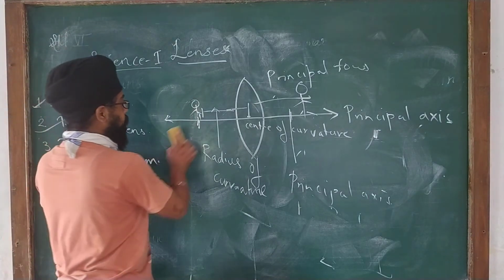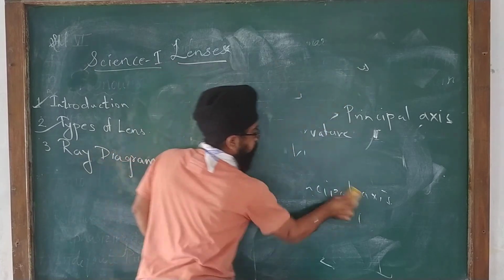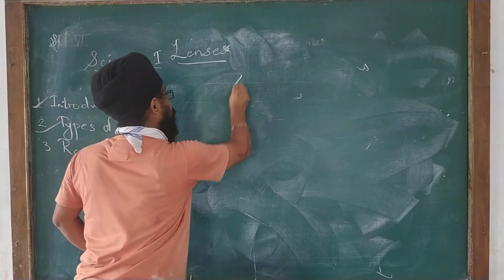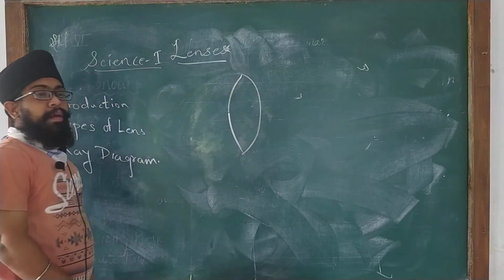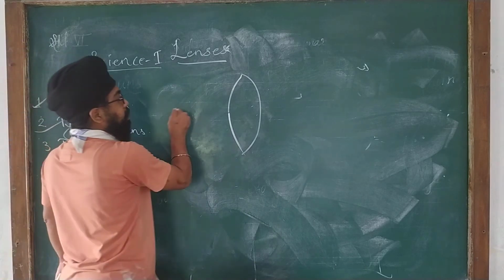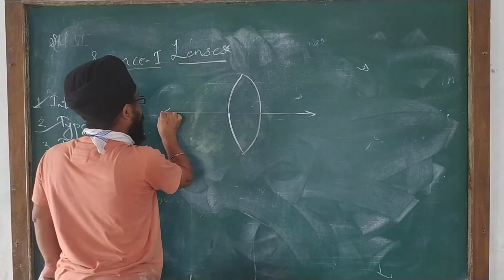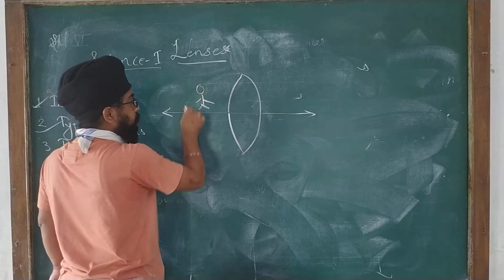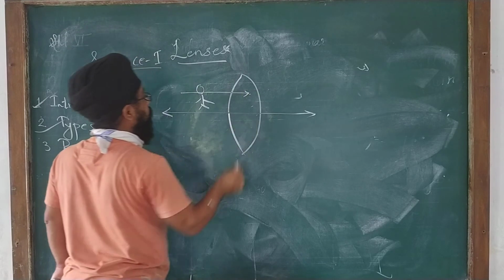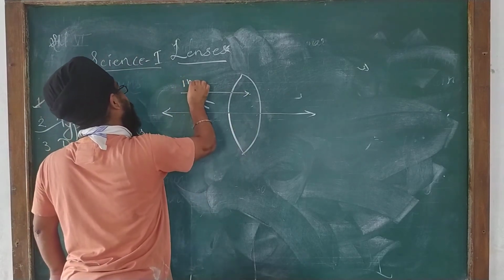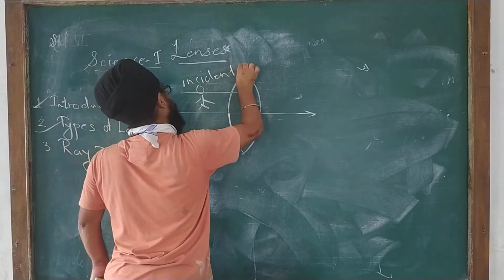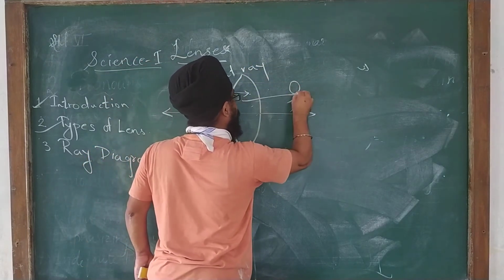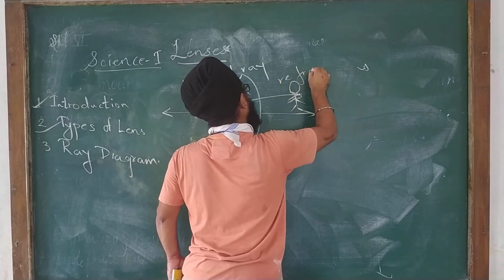Now let us see one real diagram of it. Suppose this is a lens, correct? It has a center, that is your principal axis. If this is an object over here, it passes through, and this is said to be your incident ray. The object is seen over here, and this is said to be your refracted ray.